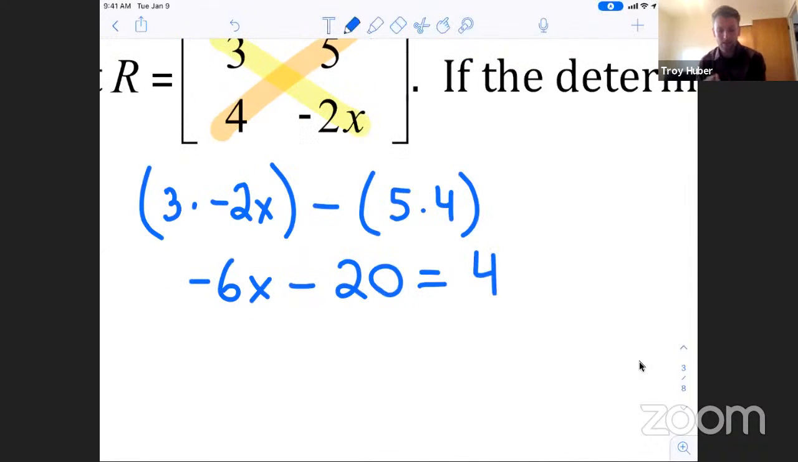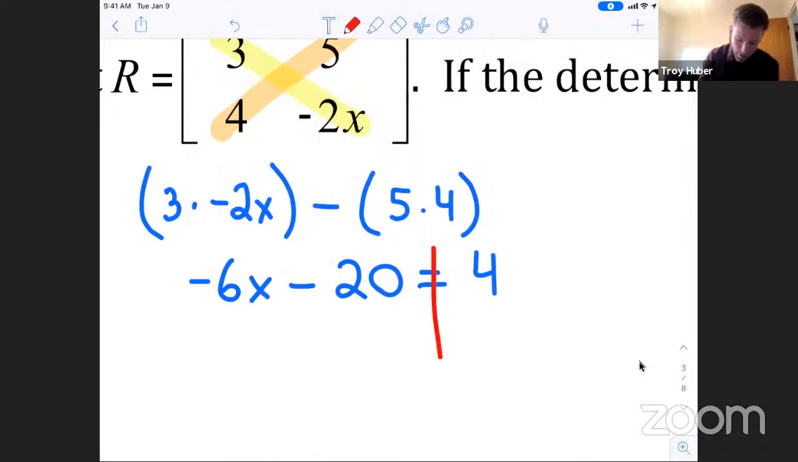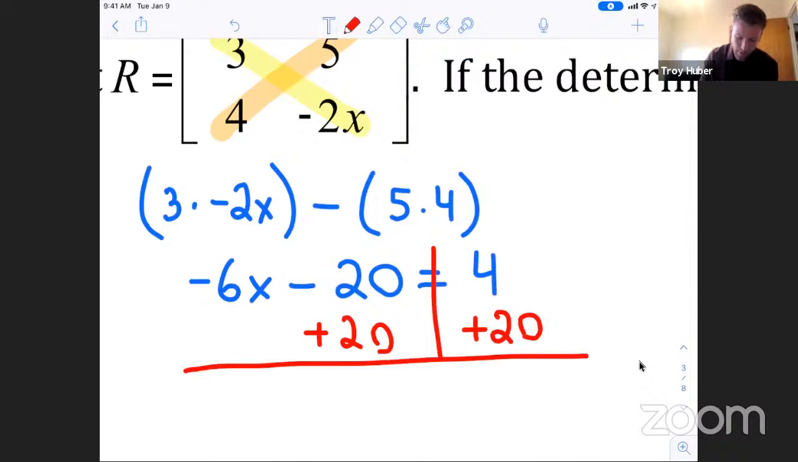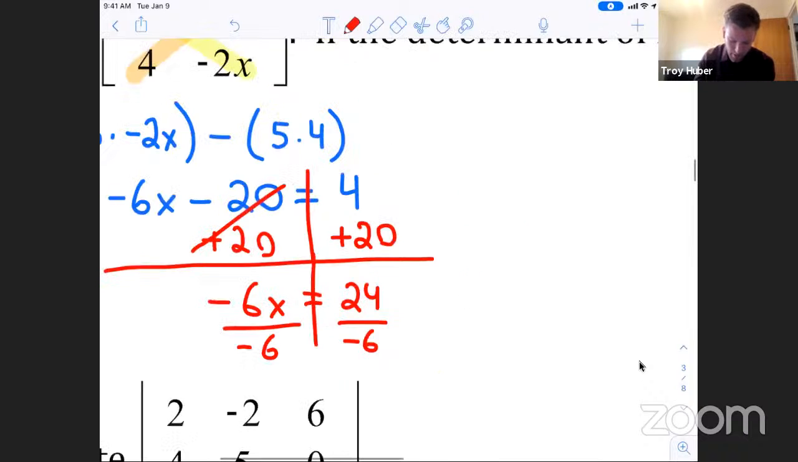And now I can solve this for x. I'm just going to add 20 to both sides. So I get -6x is equal to 24. And I will divide by -6 on both sides. So I get x is equal to -4.